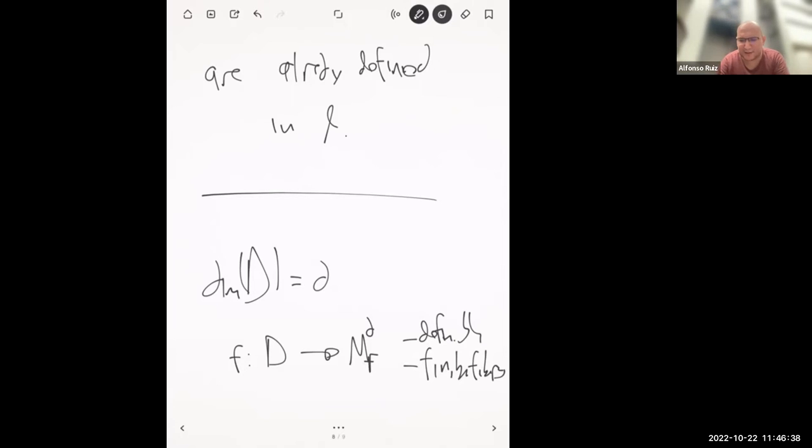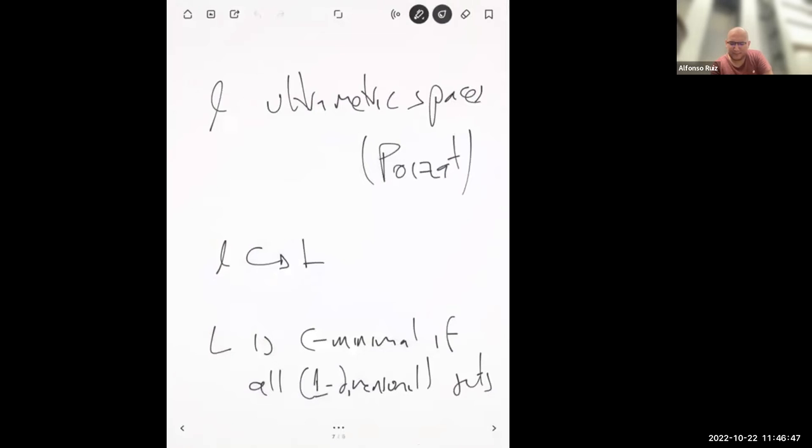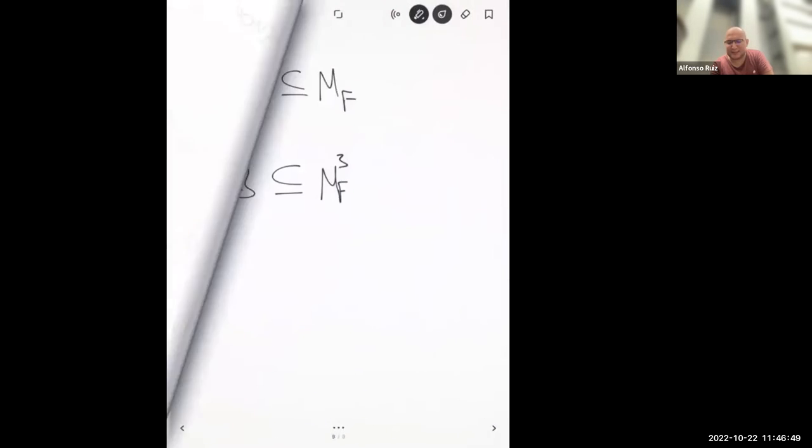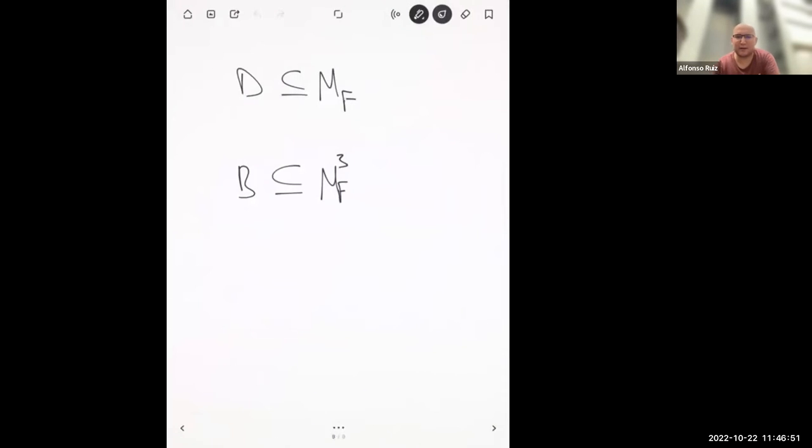But it turns out that this notion of dimension works very well with the specializations, or with a local definition of a dimension.